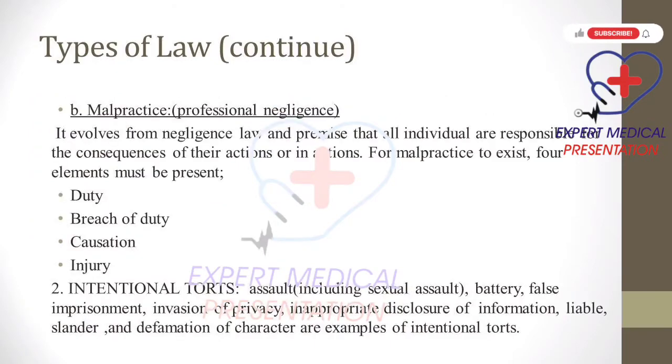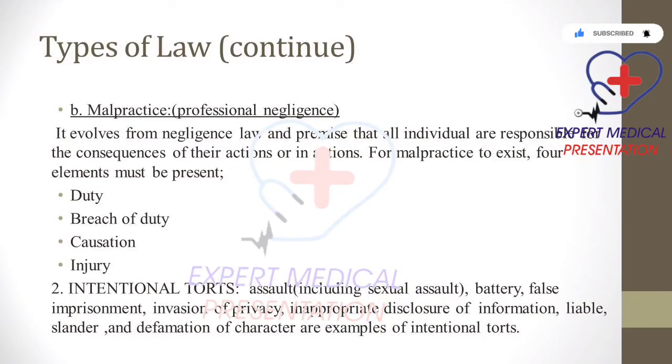Types of law continue. B. Malpractice, professional negligence. It evolves from negligence law and the premise that all individuals are responsible for the consequences of their actions or inactions. For malpractice to exist, four elements must be present: duty, breach of duty, causation, and injury.